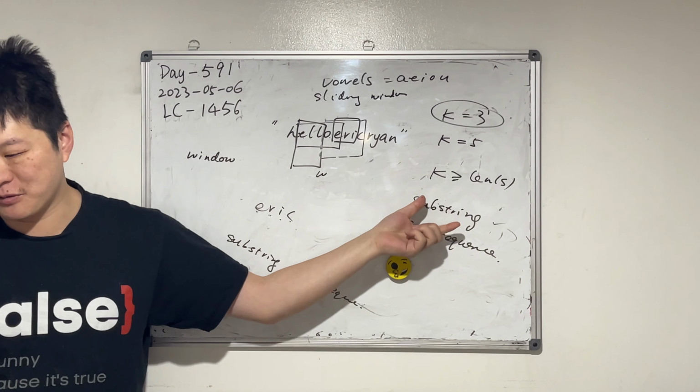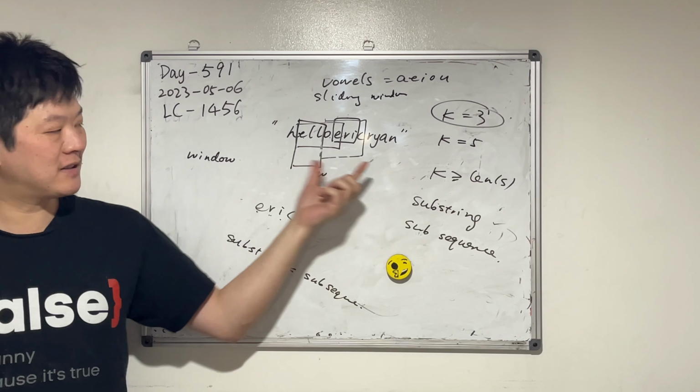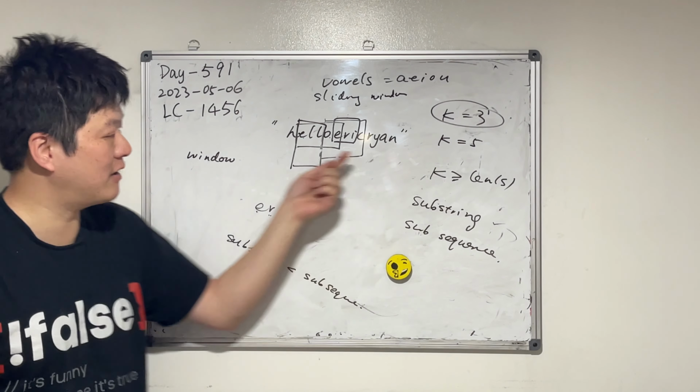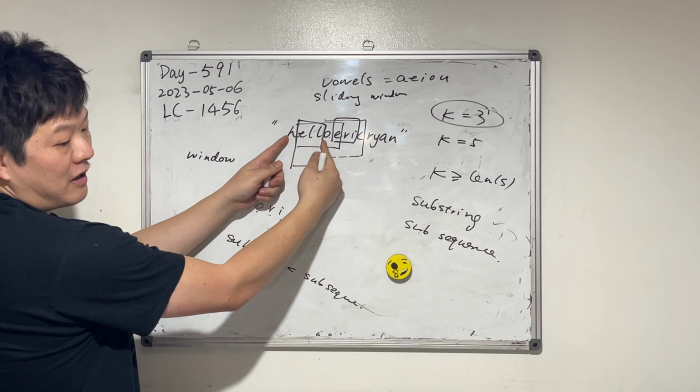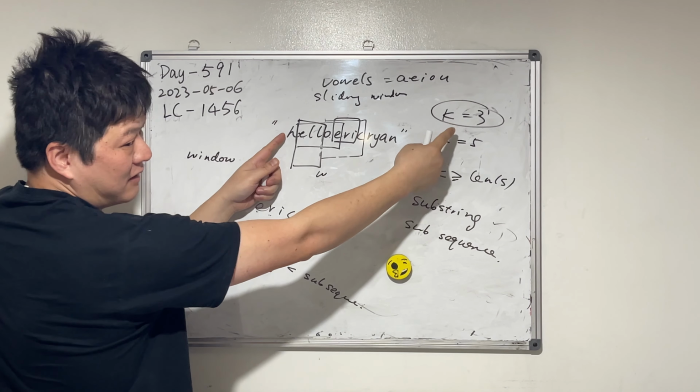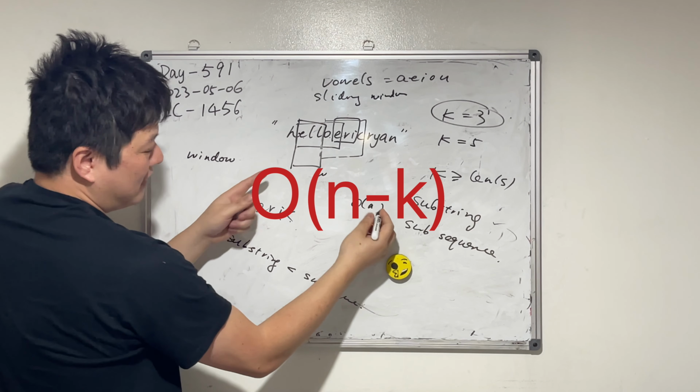So substring, because it's continuous, we can also brute force the substrings, right? Because it's size k. So how many substrings of size k are there? It's O(n), right? Makes sense?